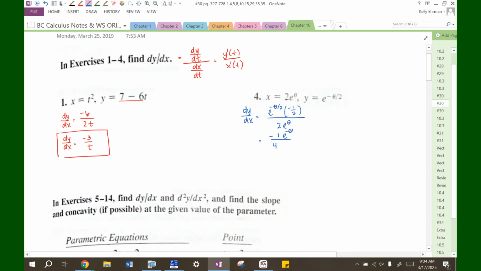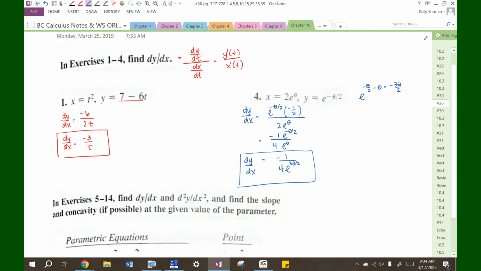If you have e to the negative theta over e to the theta, remember, you're subtracting your exponents. So negative theta over 2 minus theta is negative 3 theta over 2, negative 1/2. So that just makes this negative 1 on top and 4e to the 3 theta over 2 on the bottom. If the question is just saying what's dy/dx, it's not a big deal to leave it unsimplified. But if you're supposed to work with dy/dx, set it equal to 0 or undefined, we need to be able to simplify like that.